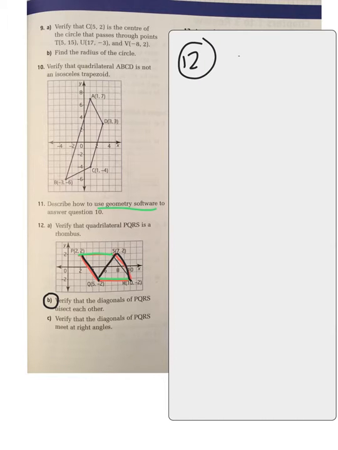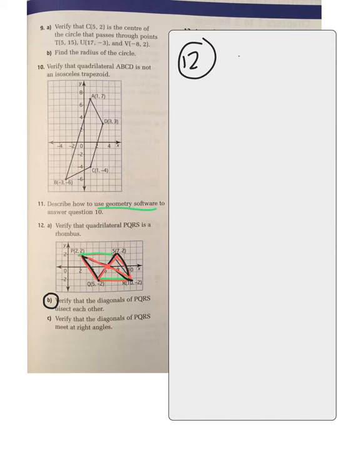Part B, verify the diagonals of PQRS bisect each other. So you're going to have to find the two diagonals. And by doing that, you're going to find the midpoint first. And if you find the midpoint, you can find out all four distances, and two of them should be equal, and the other two should be equal.